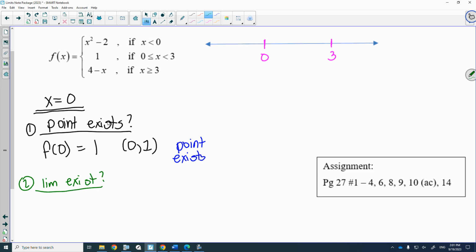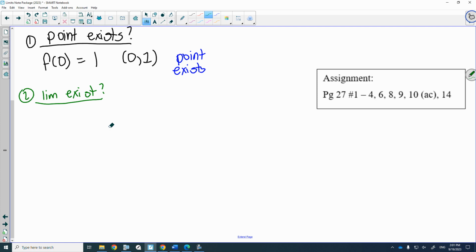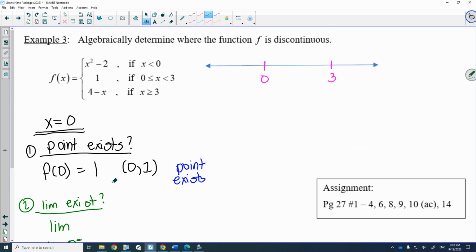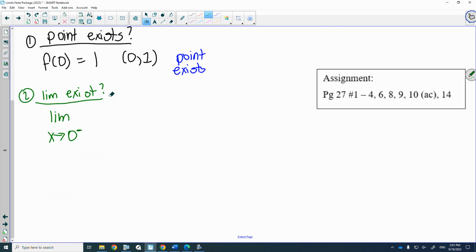So we need to do the limit as x approaches 0 from the left and the limit as x approaches 0 from the right. Limit as x approaches 0 from the left. Alex, which function would I plug it into? Function 1, 2, or 3 would be left of 0. The first one. Yep. Left of 0 is a number less than 0. So it would be this function here, x squared minus 2. We're going to plug in 0. And we're going to get negative 2.